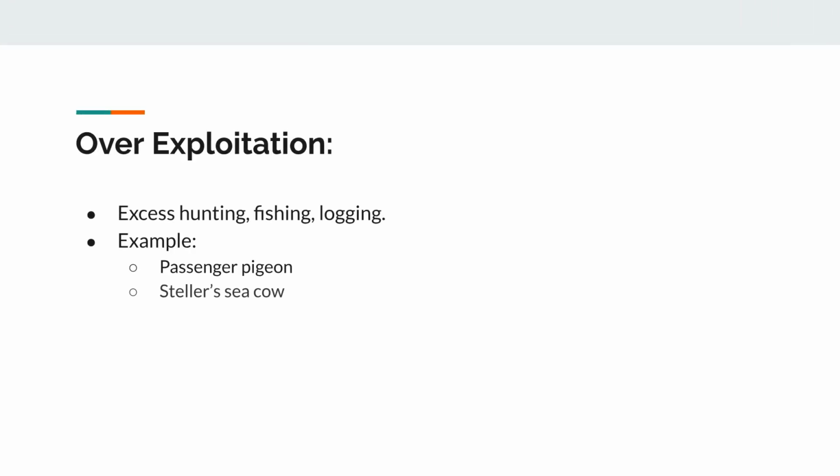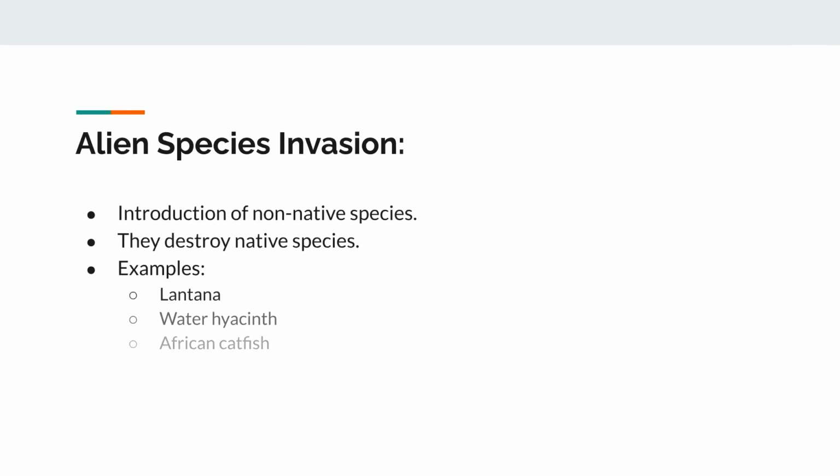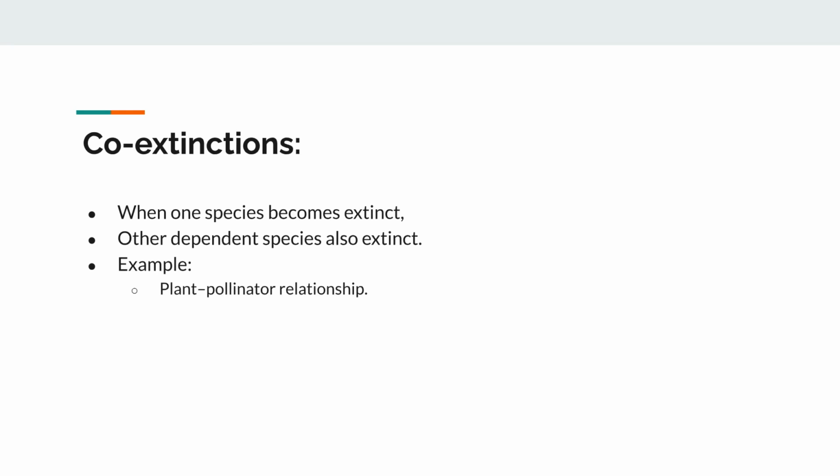Overexploitation involves excess hunting, fishing, and logging. This has historically led to the extinction of species, such as the passenger pigeon and Steller's sea cow. Alien species invasion occurs when non-native species are introduced and subsequently destroy native species. Examples include lantana, water hyacinth, and the African catfish. Co-extinctions happen when the extinction of one species leads to the extinction of other species dependent on it. The plant-pollinator relationship serves as a key example.